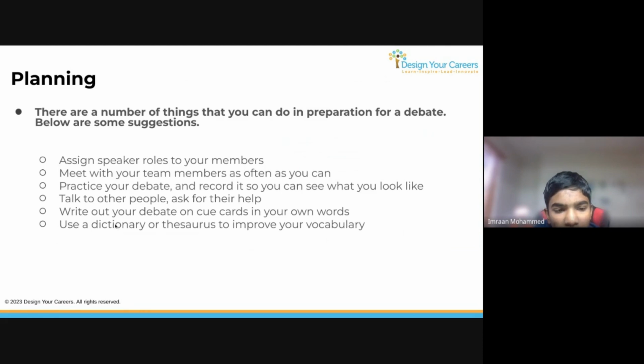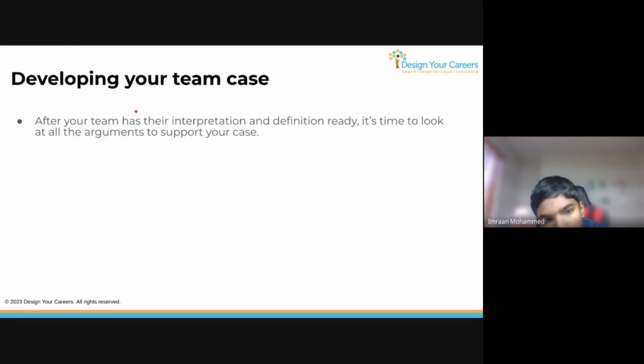And you're going to want to ensure that you know your vocabulary and you know what you're talking about. So have that quality research and don't be afraid to ask for help. So doing all of these things can help you plan better for your argument.